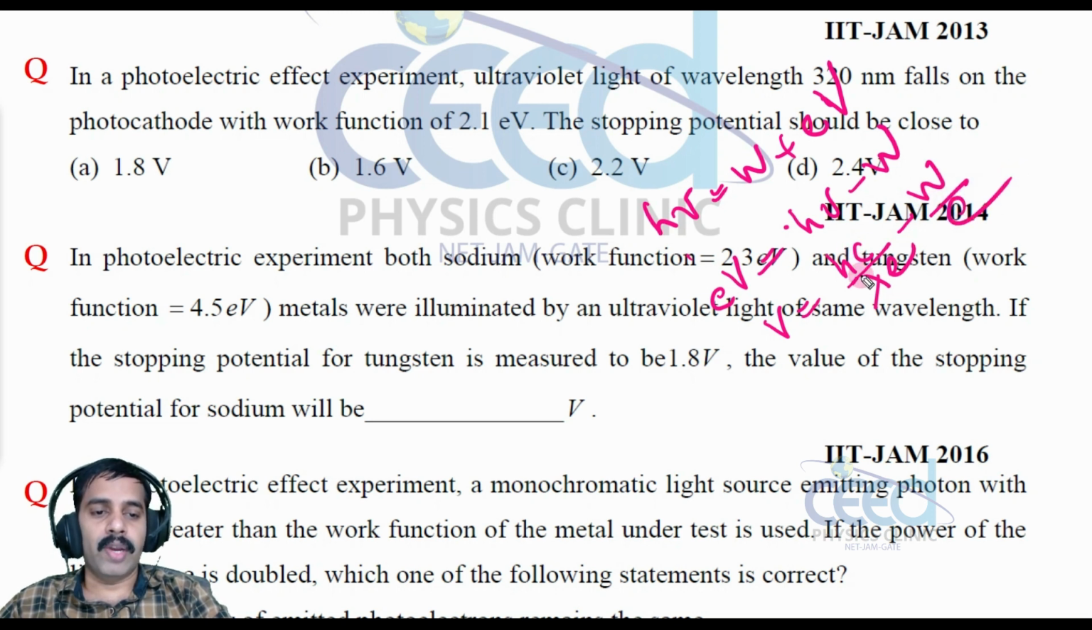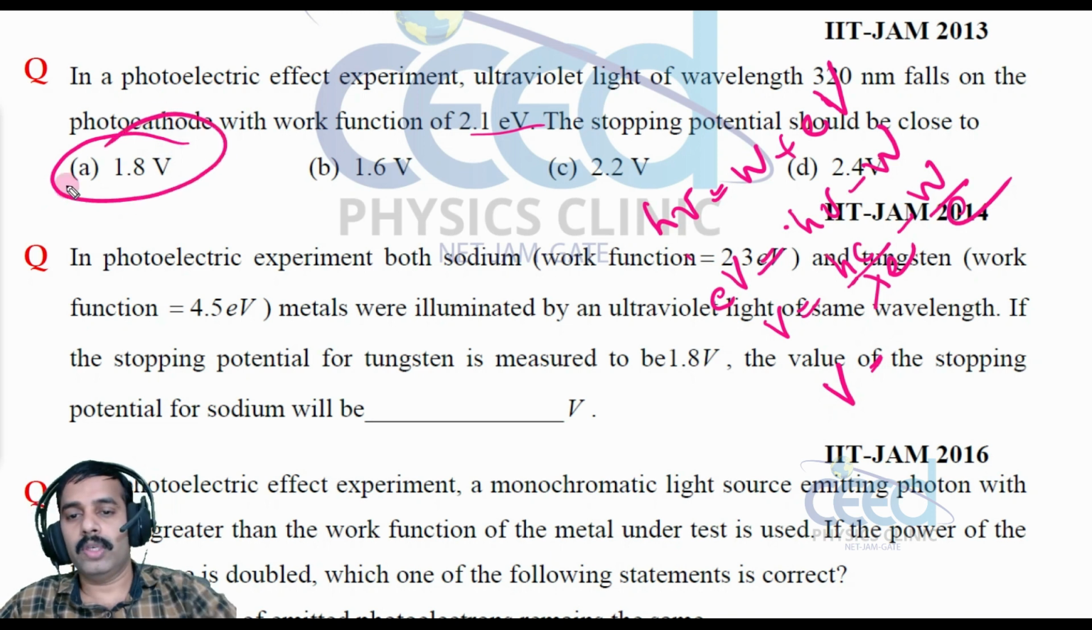Now this hc value we already know, Planck's constant into c, and lambda is given as 320 nanometer, the electronic charge we know, and the work function is also given, so all parameters are given. Now the stopping potential V, when you solve, you will get 1.8 volt.